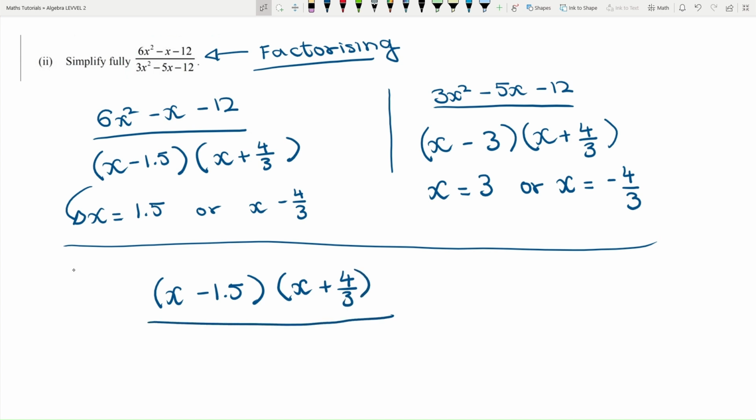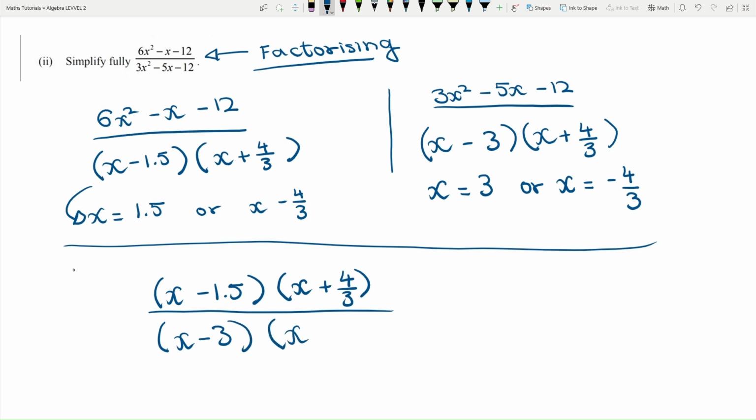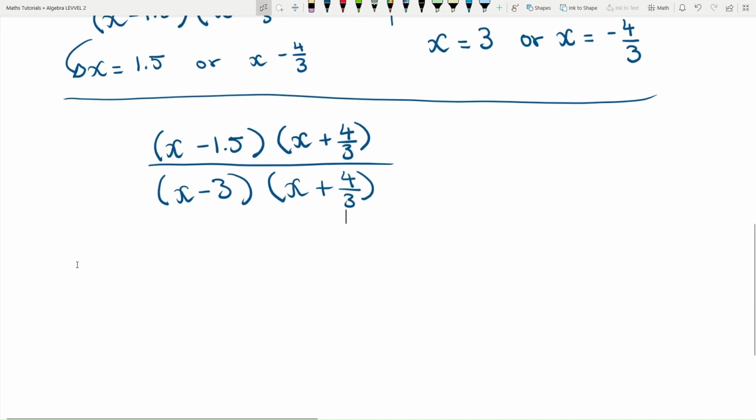Oh, it's not a good line. That's good enough. x minus 3 and x plus 4/3. Now let's scroll down and let's do this.